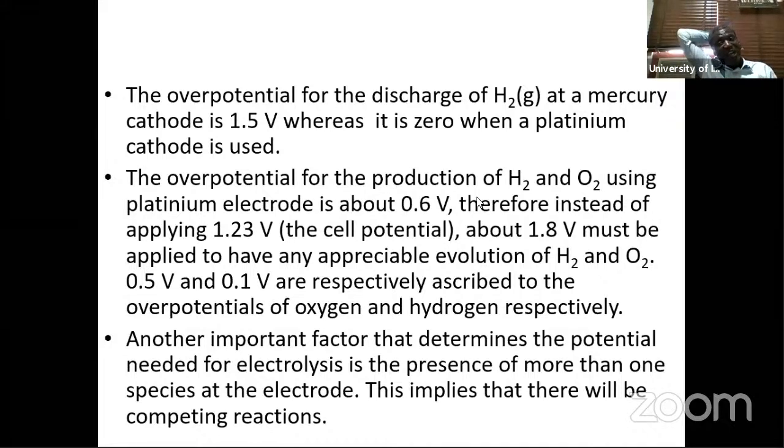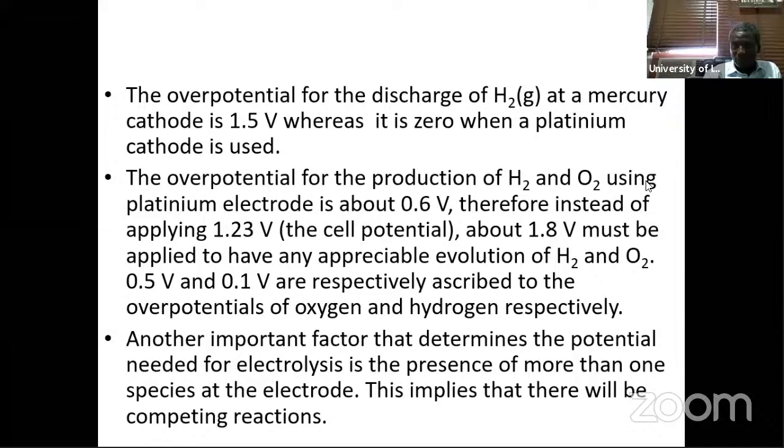So actually when you are doing electrolysis, if you are a chemist and you know the right electrode to choose, then you'll be saving a lot of money by not using a wrong electrode. Because in this case, it is 0. If you decide to use a mercury electrode, you have to be supplying 1.5 volts extra. And the overpotential for production of hydrogen and oxygen, if you use platinum electrodes, is about 0.6 volts.